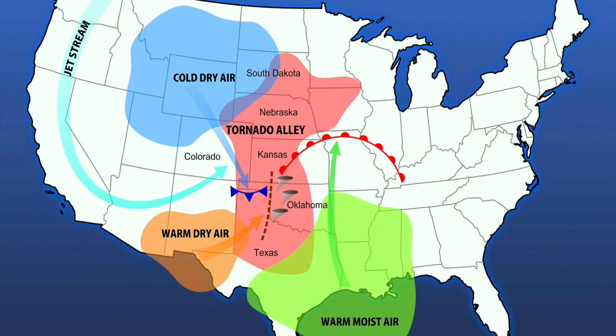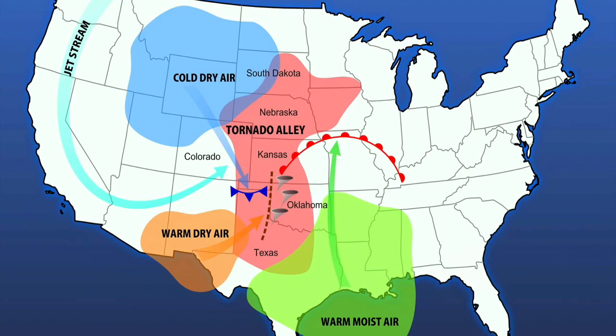Tornadoes are known to occur in a very specific region of the United States. We call that Tornado Alley. It's shifted a little bit as weather patterns tend to shift, but it is the crossroads of three different air masses. You have warm, dry air, warm, moist air, and cold, dry air, all feeding into this area.